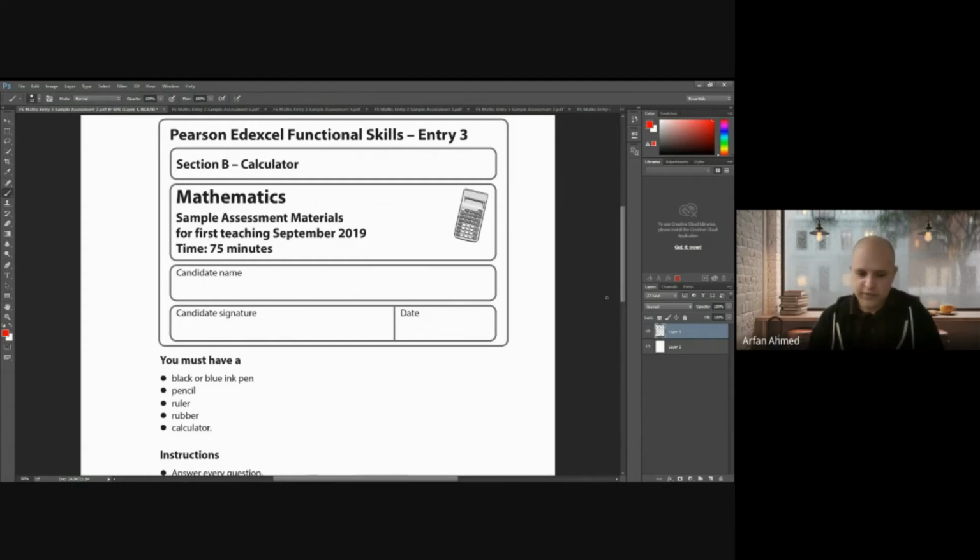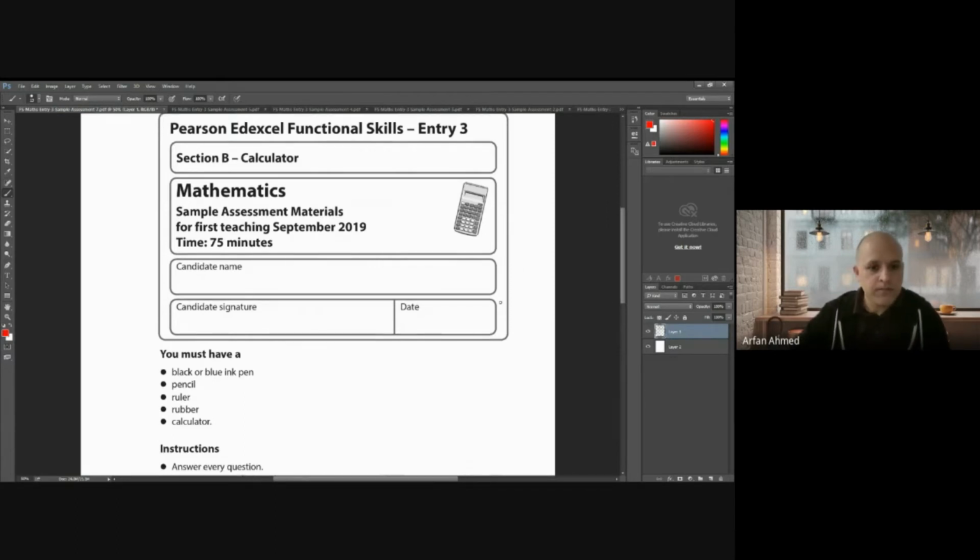Every make of calculator is different, so you do need to get used to the functions, the buttons, and everything. Otherwise, you'll get stuck in the exam and you won't know how to use it. It's very easy to get these wrong if you type in the wrong thing, especially if you don't know how to use your calculator. So same sort of thing as before.